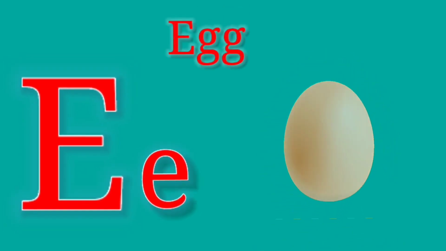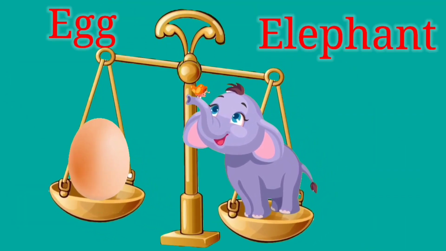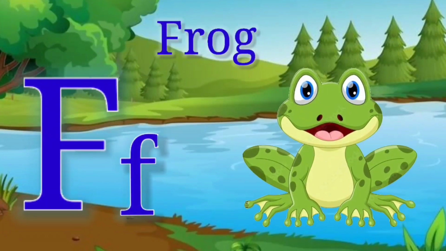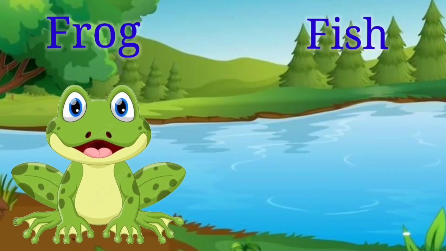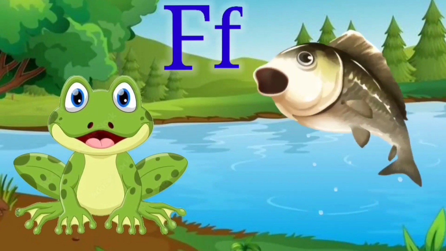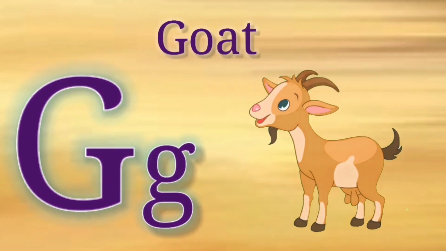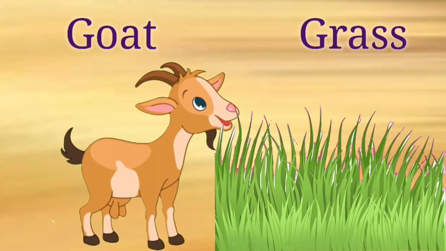E for egg and E for elephant, E. F for frog, F for fish, F. G for goat and G for grass, G.